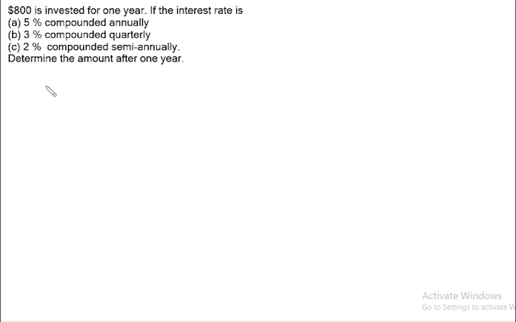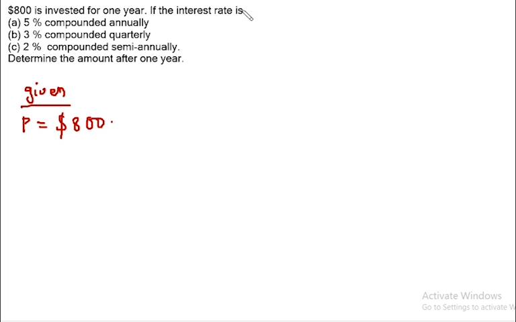For our first question, we have $800 invested for 1 year. We are given parts A, B, C, so we pick from our part A. If the interest rate is 5% compounded annually, determine the amount after 1 year. First of all, write out our given values. We were told that $800 is invested for 1 year. That means the principal is equal to $800.